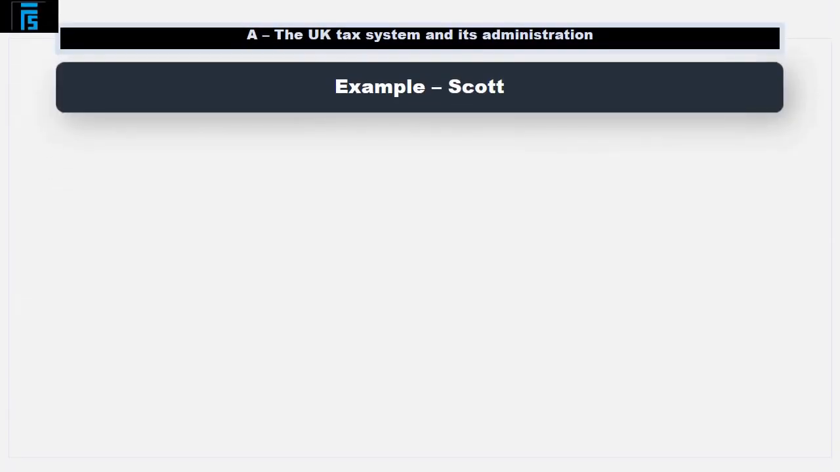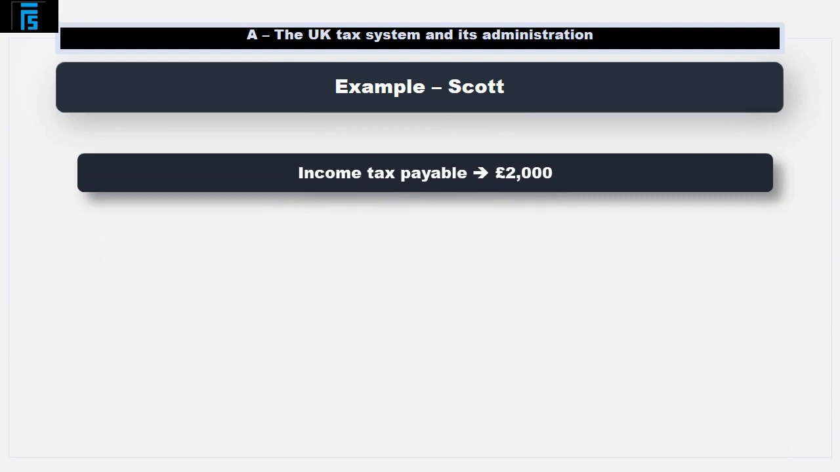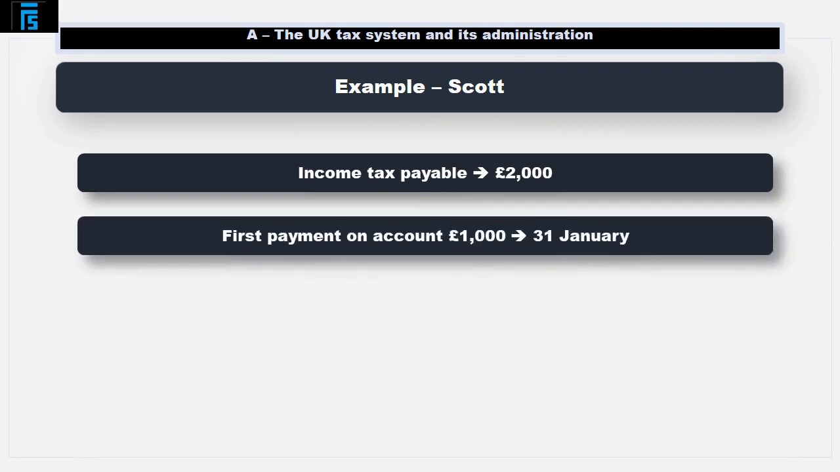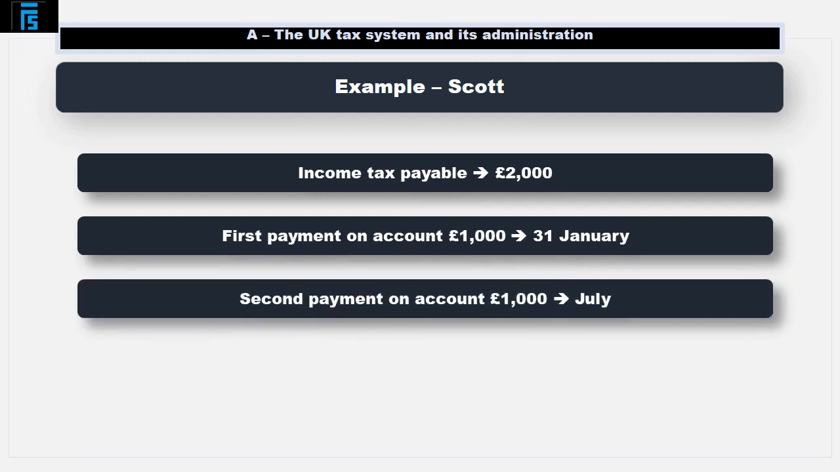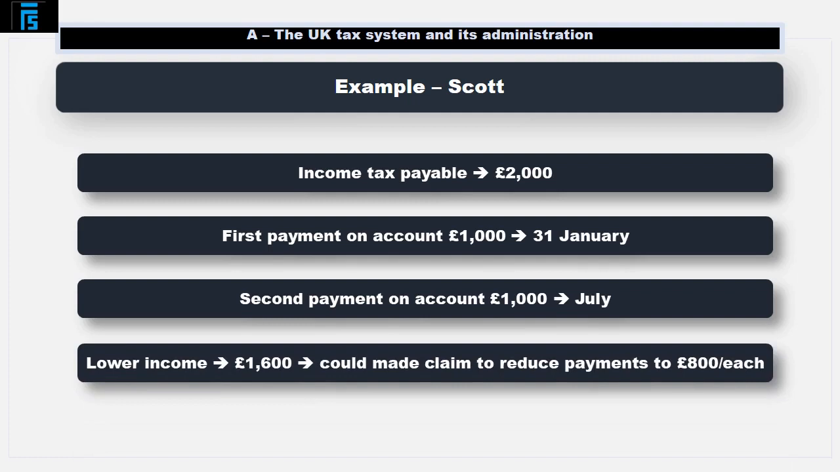So let's think about an example. Scott had income tax payable for the previous tax year of £2,000, so will be asked to make payments on account of £1,000 each towards the current tax year on the 31st of January that falls in the current tax year and the 31st of July after the end of the current tax year. If Scott knows that his current year income is lower and therefore the amount payable will be just £1,600, he could make a claim to reduce his payments on account to £800 each, being 50% of the amount he believes will be payable for the current year.